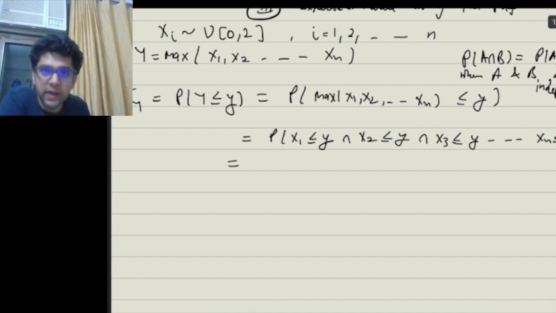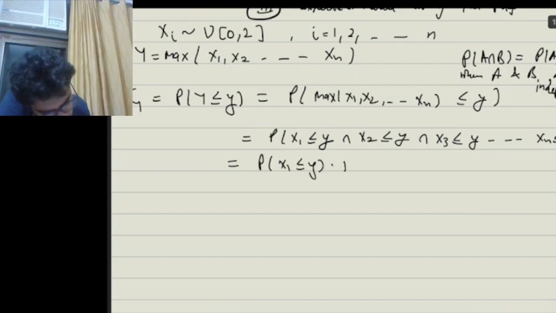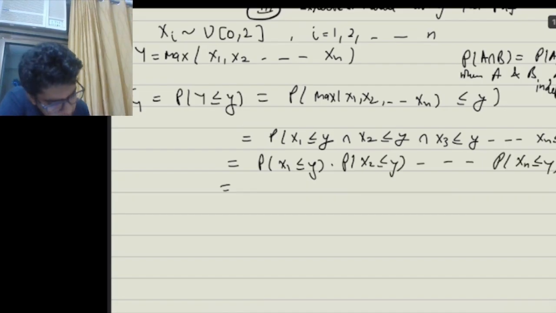Now we can separate this, right? So this would give me probability of x1 less than or equal to y, into probability of x2 less than or equal to y, and so on till probability of xn less than or equal to y. This means that we can just calculate this, right? Because we know that all xi's are independent and identically distributed, and the distribution that they are using is uniform from 0 to 2, right?